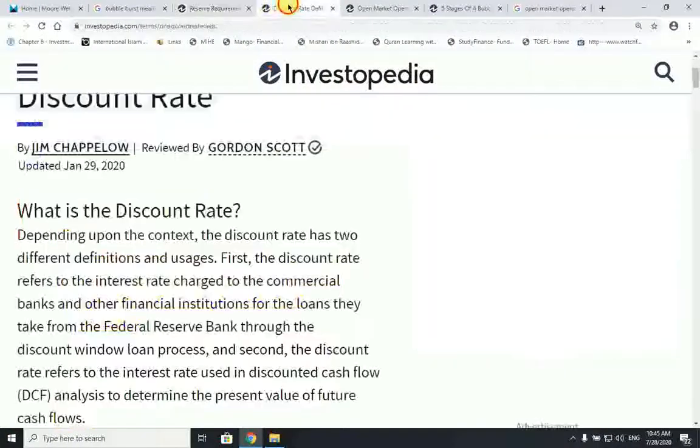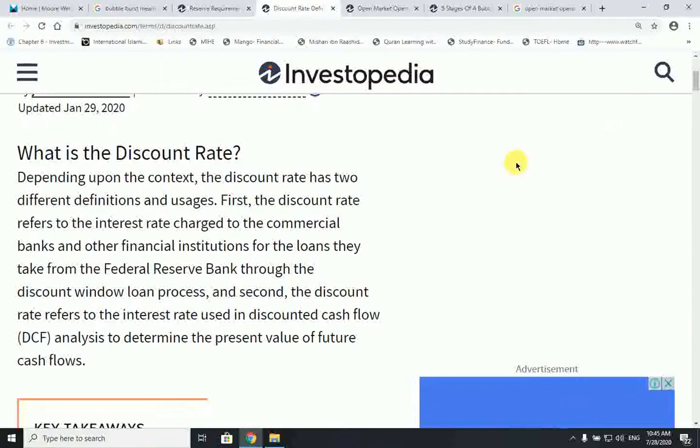Okay, let's see some other information on the discount rate. The discount rate refers to the interest or profit rate charged to commercial banks and other financial institutions for the loans they take from the central bank through a discount window loan process. So that's basically a rate charged by the central bank from commercial banks on their borrowings from the central bank. And that's how it happens, as I explained earlier. When the discount rate is high, demand is discouraged. When the discount rate is low, demand is created and encouraged.